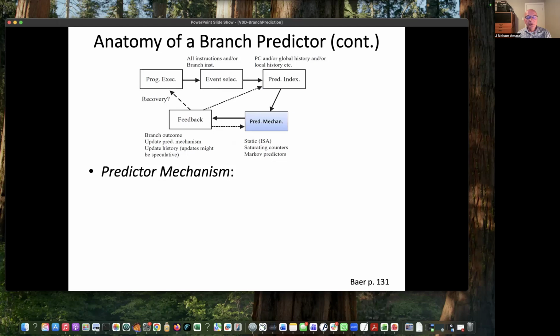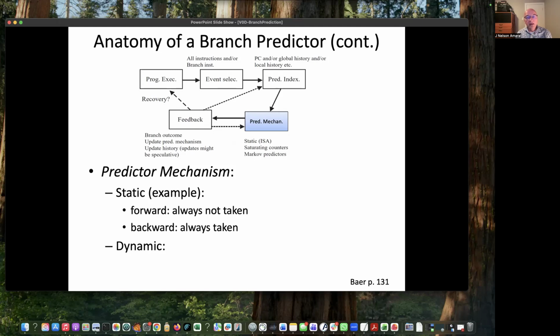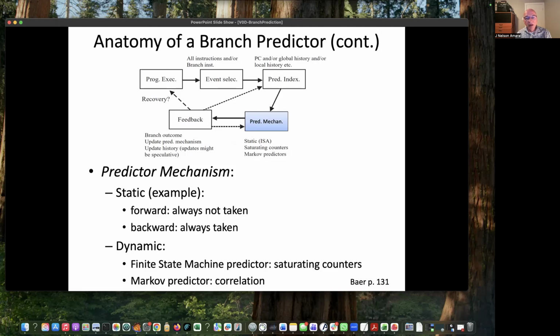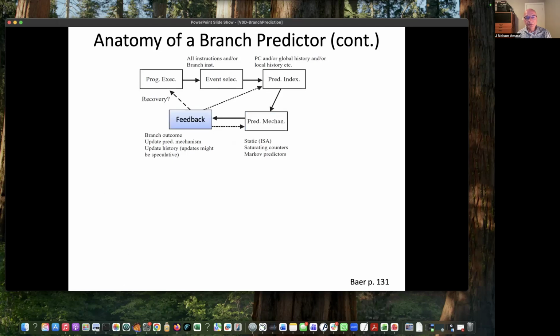So what's the prediction mechanism? The prediction mechanism can be static. For example, I can say that if the branch is a forward branch, I will assume that the branch is always not taken. And if the branch is a backward branch, which are the typical branches that I find at the end of a loop, then the branch will always be taken. And the prediction can also be dynamic. For a dynamic prediction, I can use, for example, a finite state machine predictor that will have saturating counters. We're going to look at this design in more detail in the next few slides. And I can have a Markov predictor that will be based on correlations.